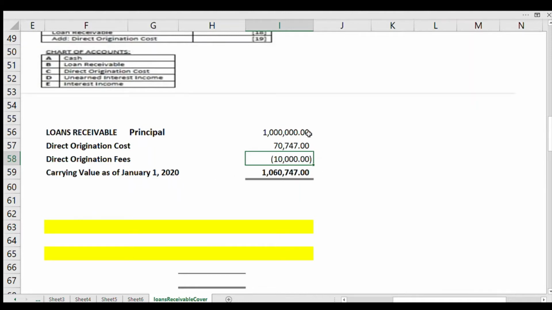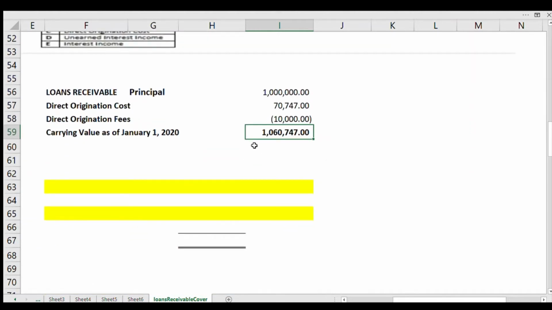So the principal, the origination cost, ito yung cost na shinolder, no, or the amount of processing of the loan, no, by the bank. And this is the direct origination fees. Ito naman yung charge ng bank doon sa ABC company. Okay? So, to get the carrying value as of January 1st, no, yun sa time of granting of the loan is 1,060,747. That will be the carrying value.